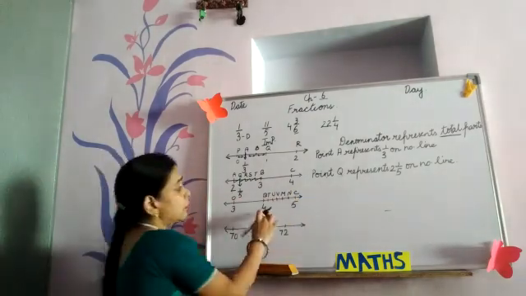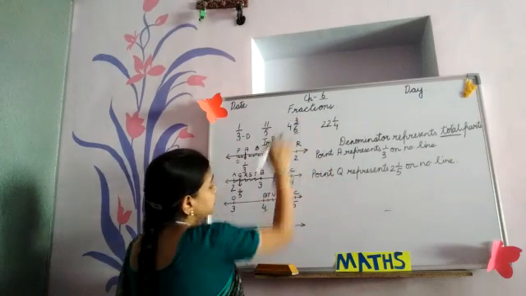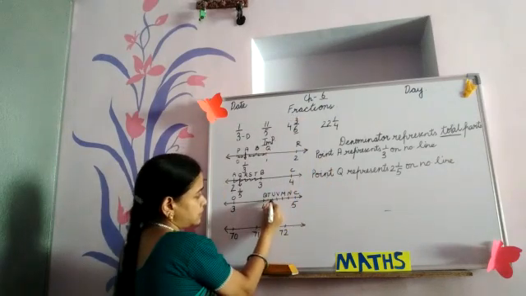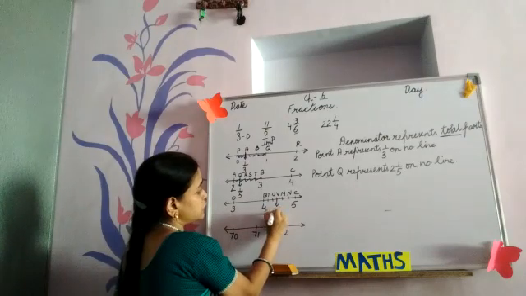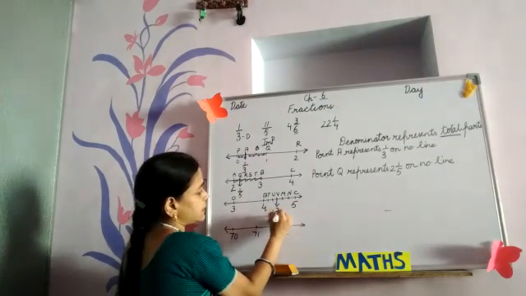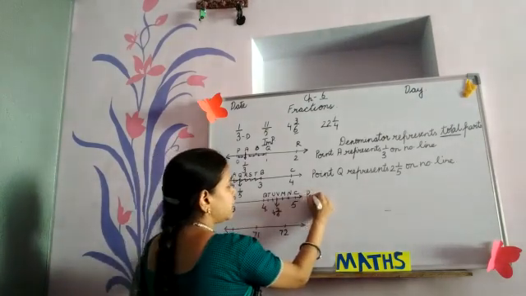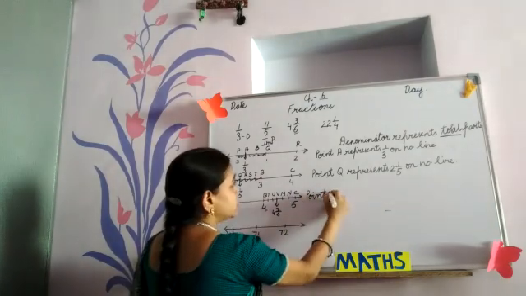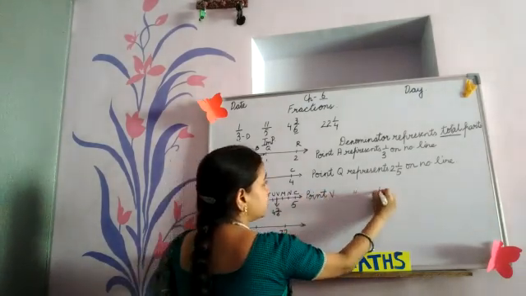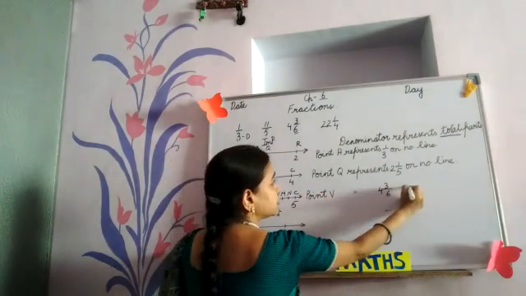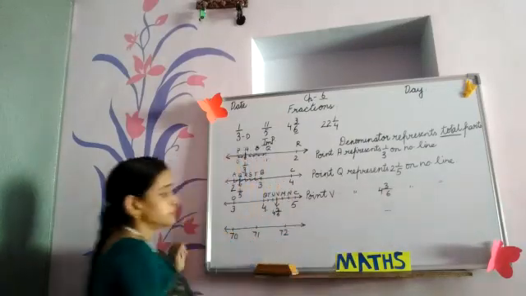Okay. Now we have to represent third part. So 1, 2, 3. This part represents 4 and 3/6. So we can say point V represent 4 and 3/6 on number line.